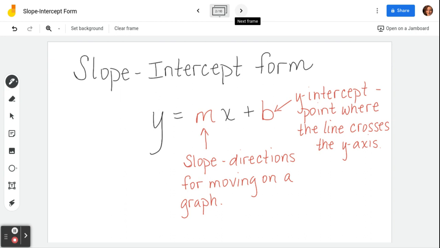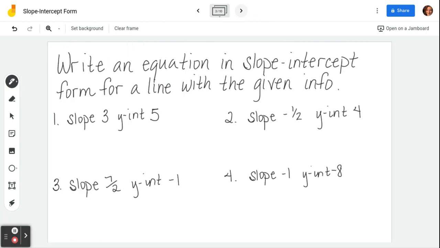B, there's not quite as fun of a story. A is used for x-intercept and B is used for y-intercept. Y-intercept is used a lot more often, though. It just means the point where your line crosses the y-axis. So the first thing you're going to be asked to do is to write an equation in slope-intercept form when you know the slope and the y-intercept.